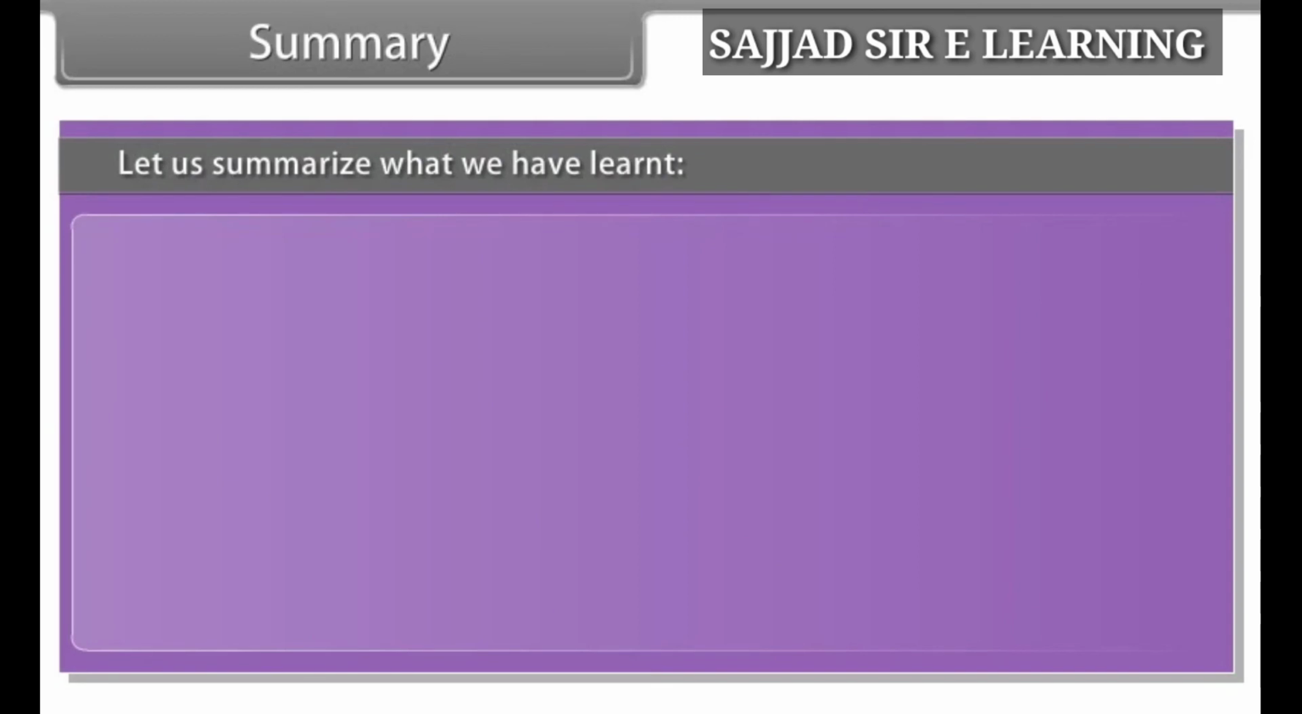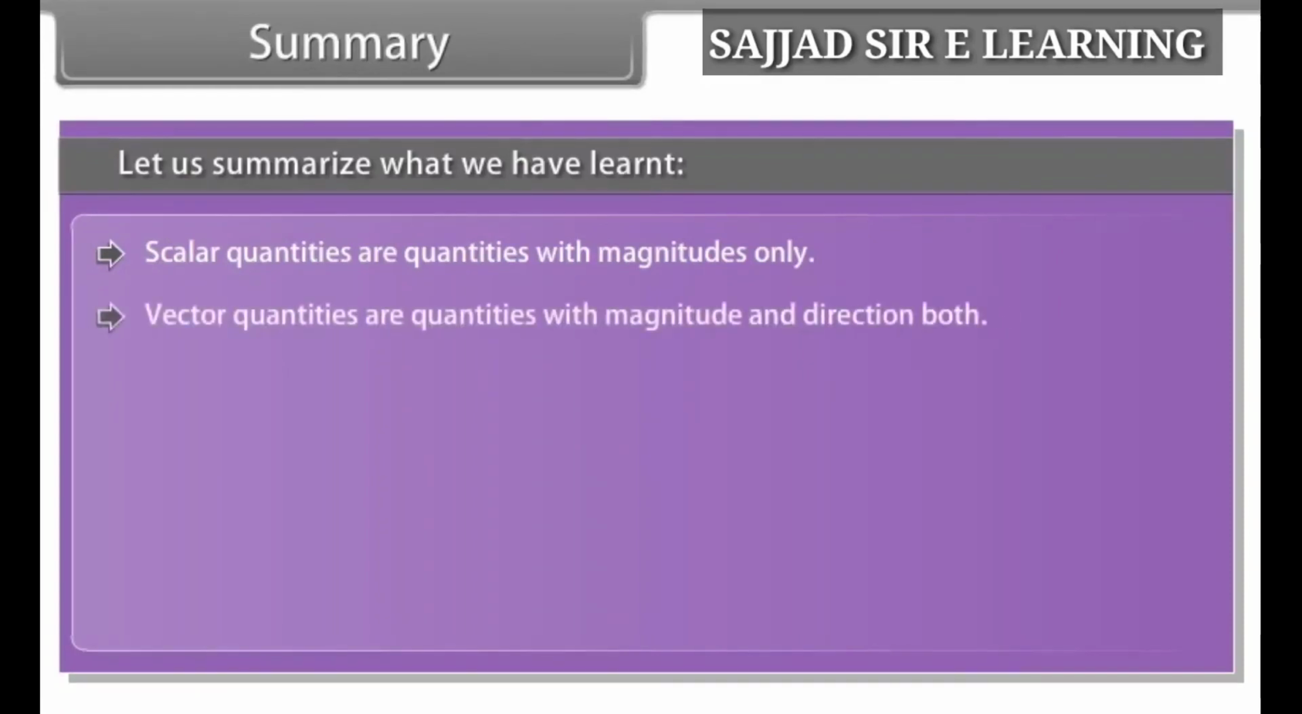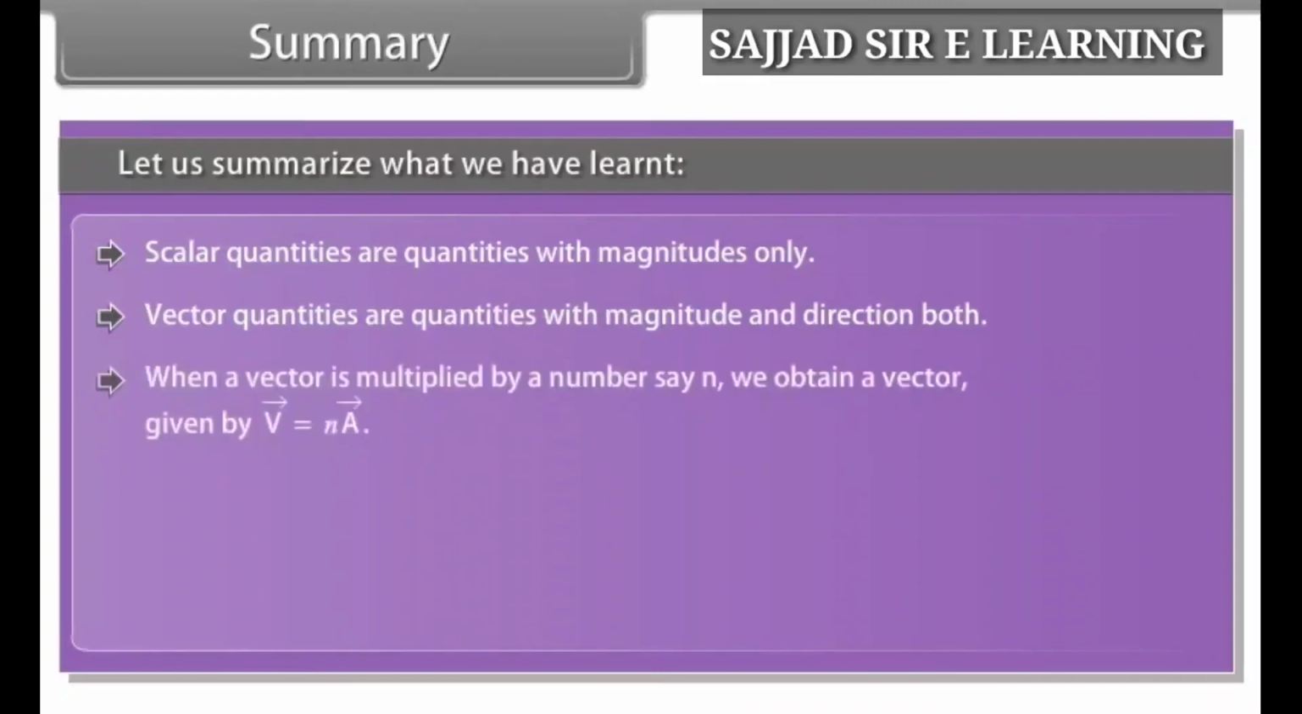Summary. Let us summarize what we have learned. Scalar quantities are quantities with magnitude only. Vector quantities are quantities with both magnitude and direction. When a vector A is multiplied by a number say n, we obtain a vector v given by v vector equals n times A vector.